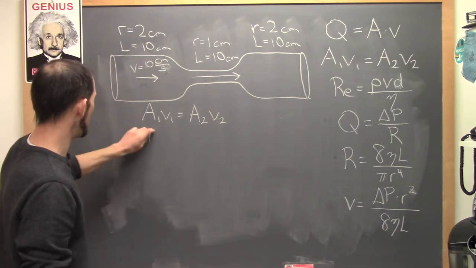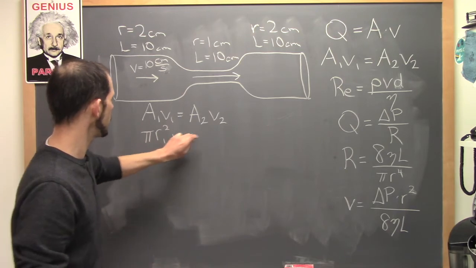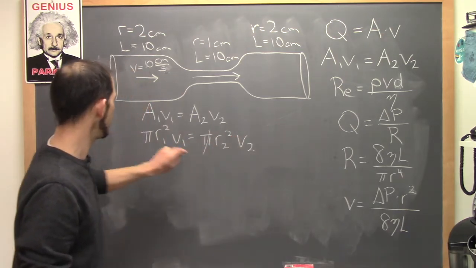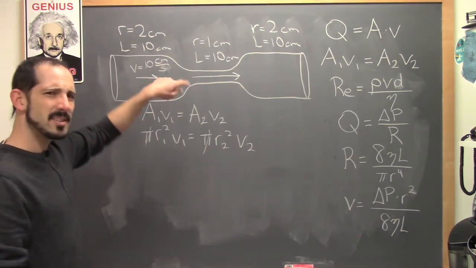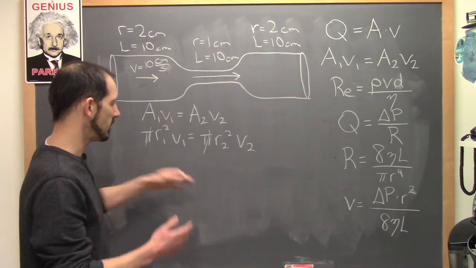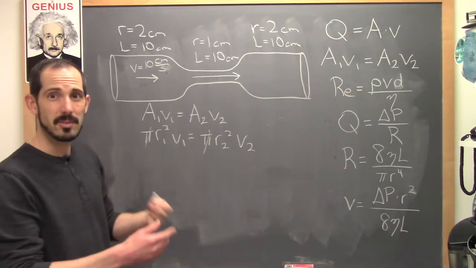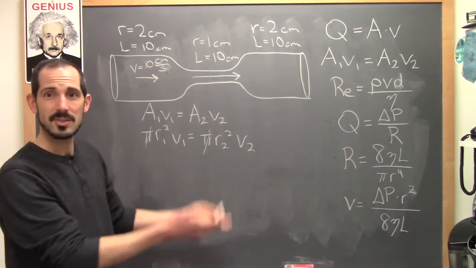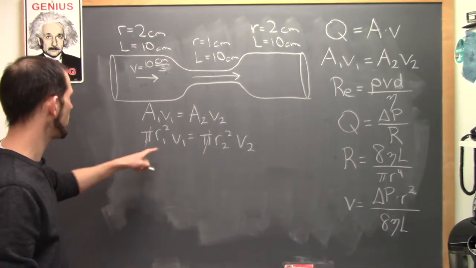Now we can do pi R1 squared V1 equals pi R2 squared V2. The pi's will drop out here. Then we can just do the radius. Since everything's in centimeters and I'm just looking for a velocity in centimeters per second, I'm not even going to have to convert here. Later on, converting centimeters to meters will be absolutely vital if we're going to be getting pressures in terms of pascals, for instance. But here we don't have to worry about it so much.